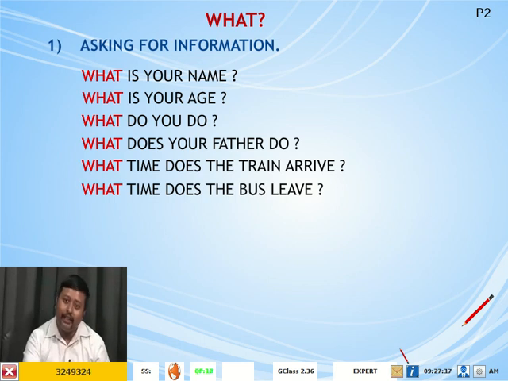So whenever we are seeking information, using the word what is very important. Our keyword here is what. And I told you at the beginning that when we use a WH word, it will always take a helping verb. Can you identify which are the helping verbs here? Can anyone guess?